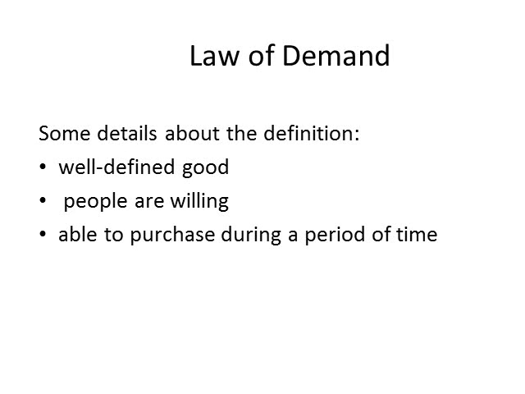Third, the individual must be able to purchase the good. If an individual wants a $1 million home but does not have the ability to pay for a $1 million home, then they are not counted as part of the demand for $1 million homes.